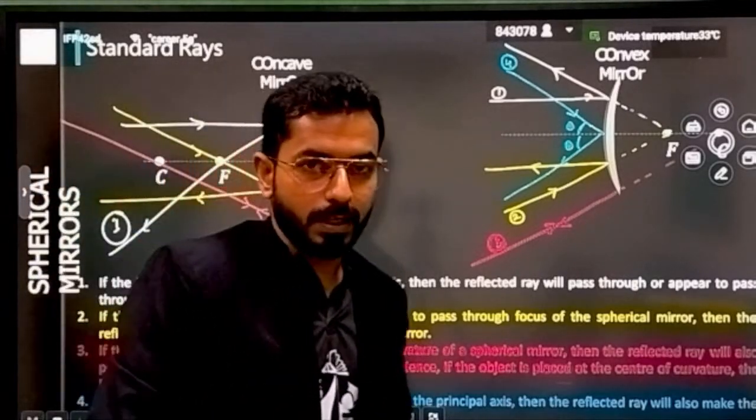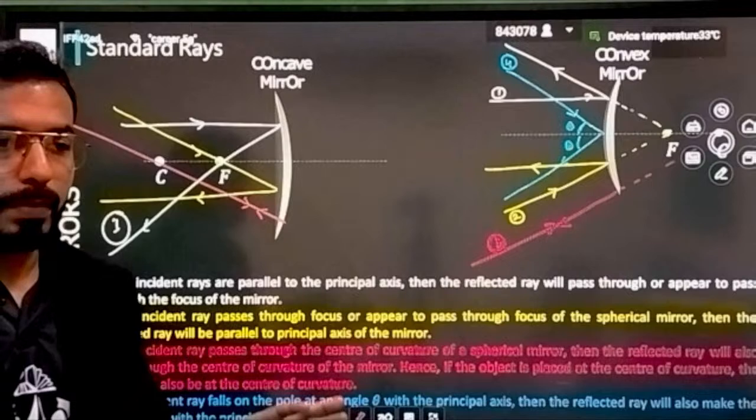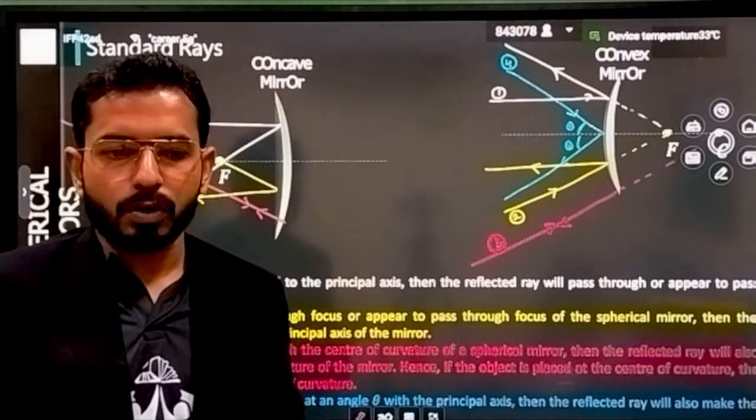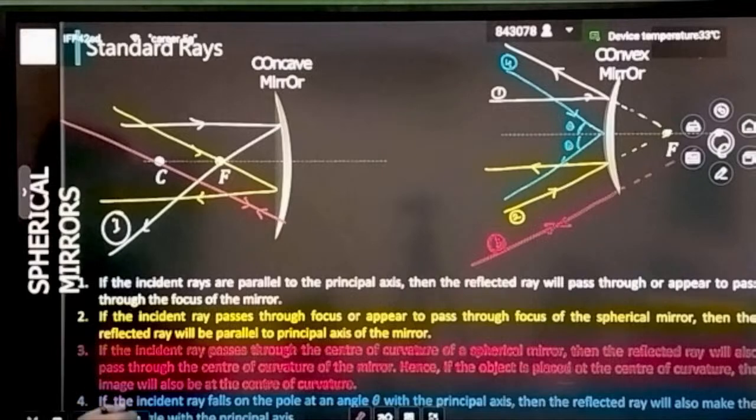This is the third kind of ray, and much similar will be there in lens also. So better if you are understanding here, you are gripping the concepts here, then it will become easier for you in that case also.